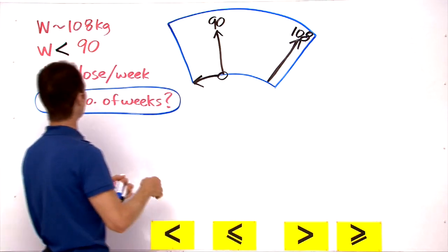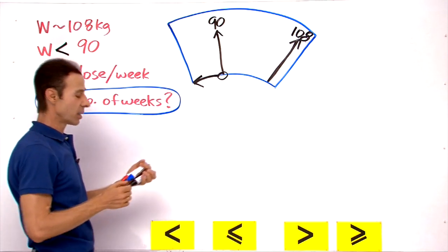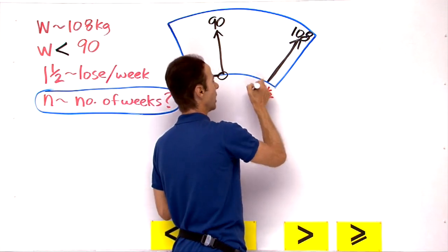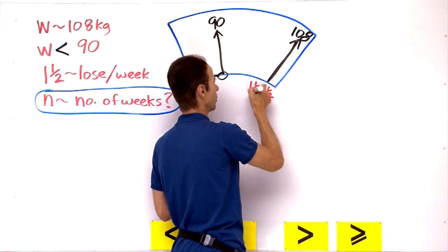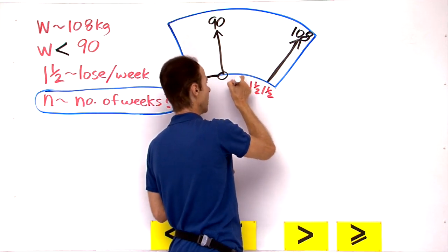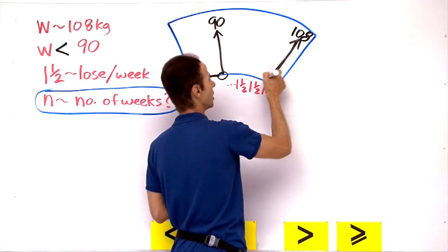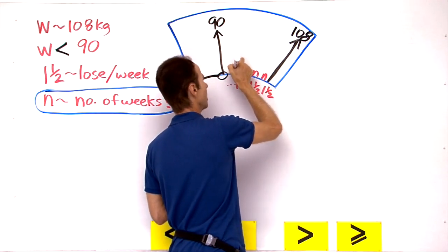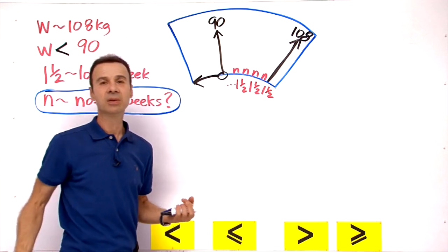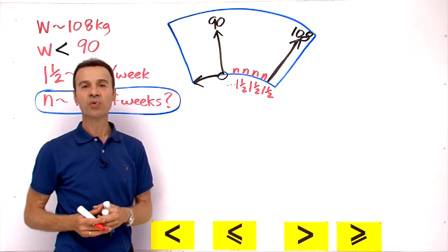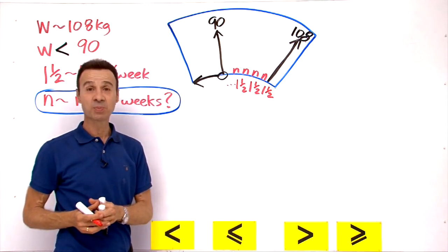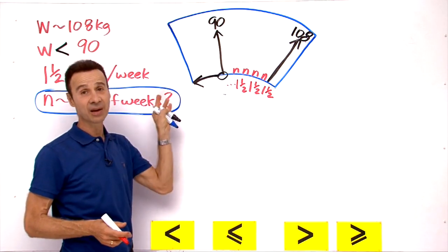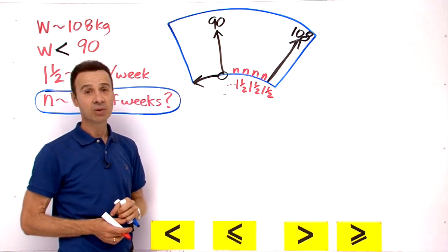So he can lose 1.5 kilograms a week. So he can lose 1.5, and week 2 another 1.5, and week 3 another 1.5, and so on and so forth. So week 1 is n, week 2 another n, week 3 another n. So n is how many weeks? That's what we're after. The number of weeks at 1.5 kilograms per week will it be until he reaches his goal of less than 90 kilograms.